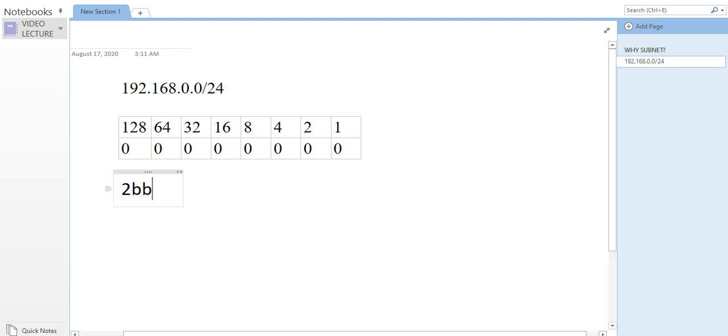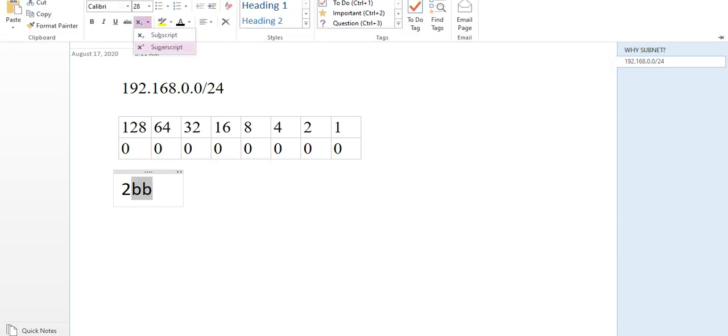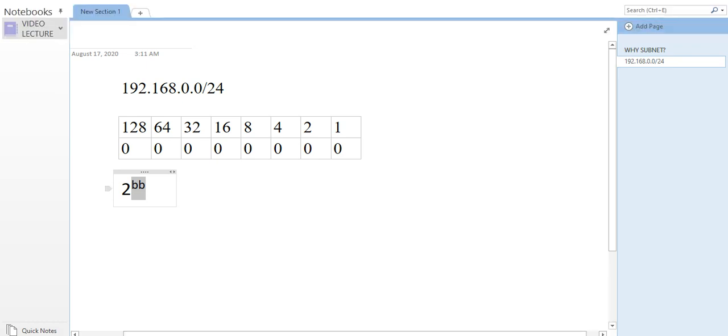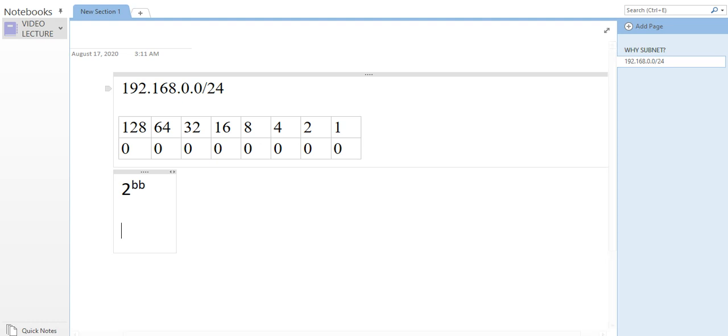Now the formula to calculate how to get subnets is 2 to the power of borrowed bits. So we're going to borrow bits. Let me just put that as a superscript. Alright, so 2 to the power of borrowed bits is the formula that you would use to get the number of subnets if you borrow. If you want to get the number of subnetworks from a classful network, you would say 2 to the power of bits that you're going to borrow.